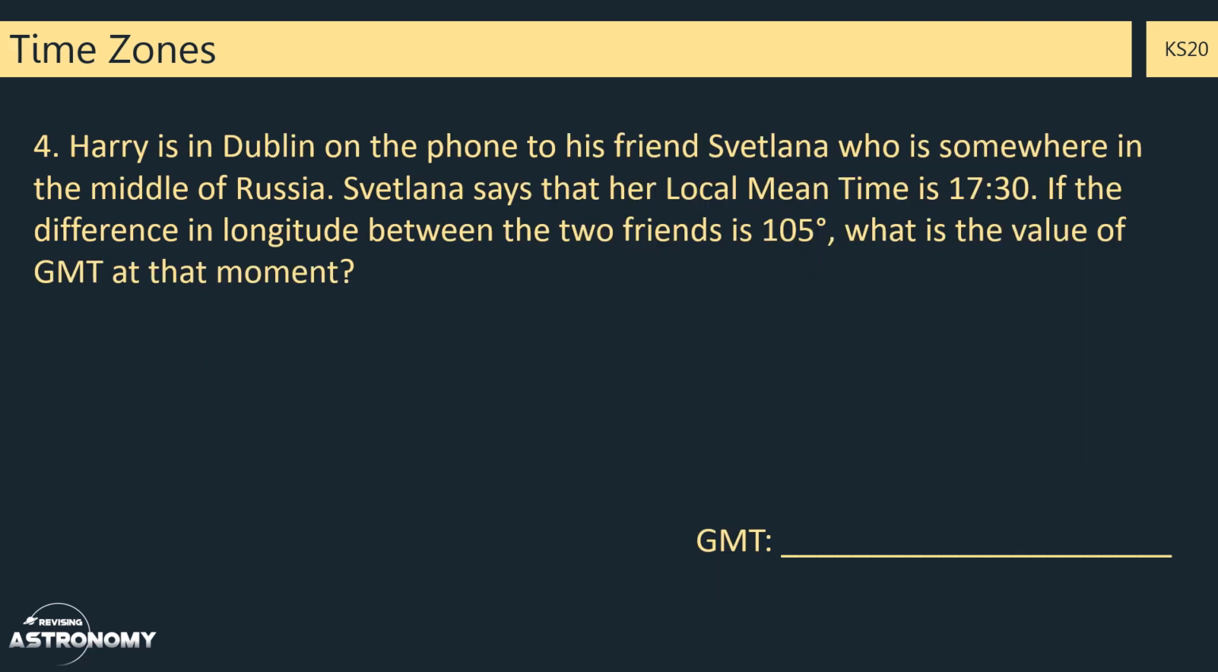Harry is in Dublin on the phone to his friend Svetlana, who's somewhere in the middle of Russia. Svetlana says that her local mean time is 17:30. The difference in longitude between the two friends is 105 degrees. So what is the value of GMT at this moment in time for Harry?